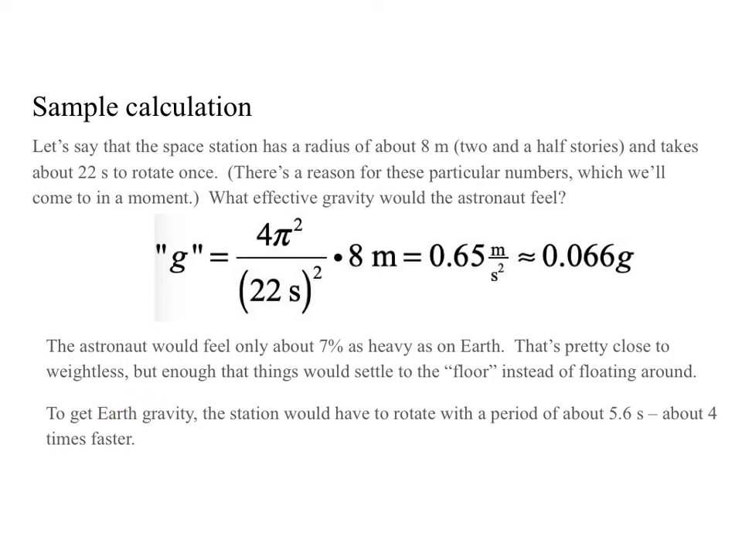If we wanted to get to Earth gravity, we would reverse this, of course, and we would set g to be 9.8 and see what T has to be, and we'd find that the period is about 5.6 seconds, considerably faster. In fact, just about 4 times faster, which is not surprising because since this is kind of a 16th, but we have a T squared, we get the factor of about 4.